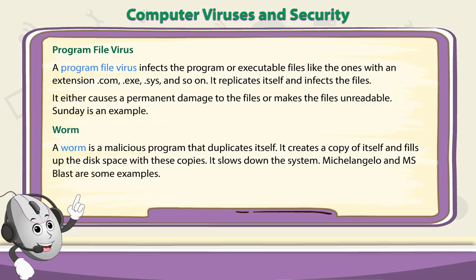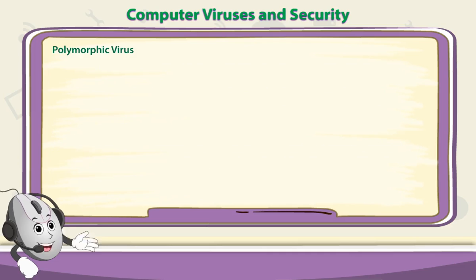Worm. A worm is a malicious program that duplicates itself. It creates a copy of itself and fills up the disk space with these copies. It slows down the system. Michelangelo and MS Blast are some examples.